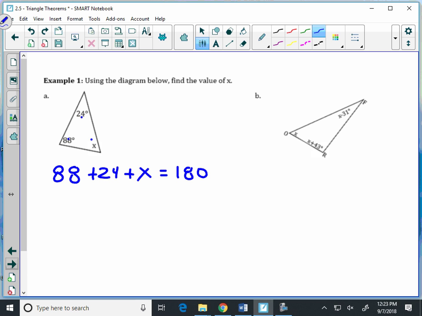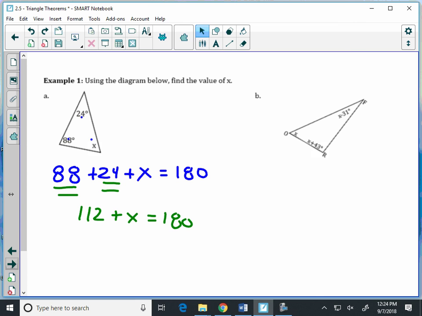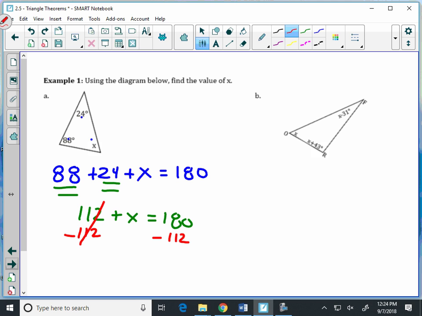So we solve for x, combine your like terms. What do we get when we combine 88 and 24? 112. Good. Not equal, guys. And then our last step, move that 112 over, and 180 minus 112 is what? 68.